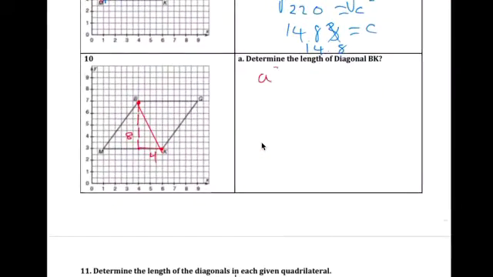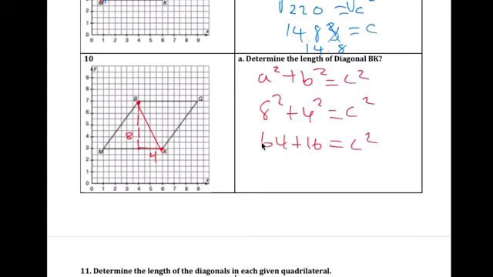A squared plus B squared equals C squared. 8 squared plus 4 squared equals C squared. 64 plus 16, 80 equals C squared. Take the square root, you get 8.9. So BK equals 8.9.